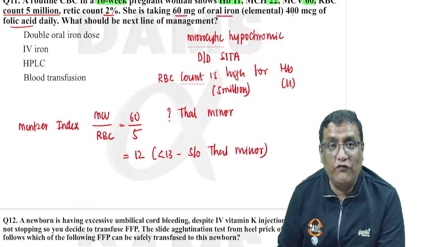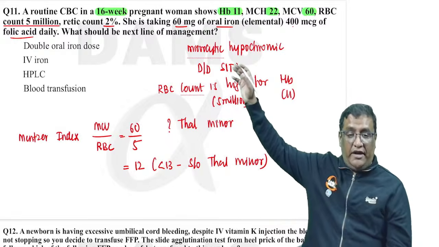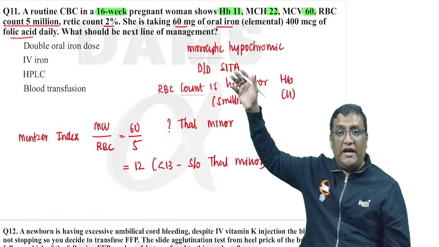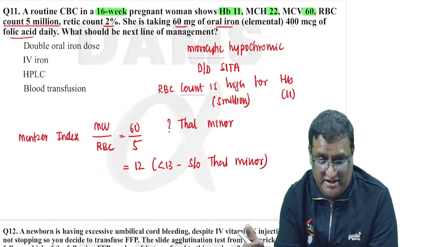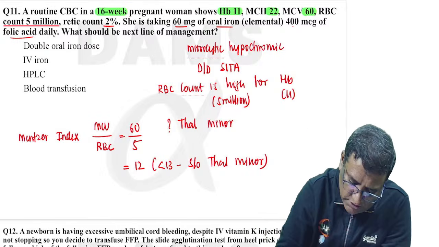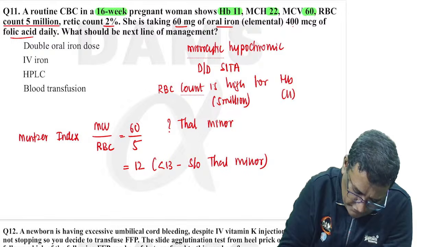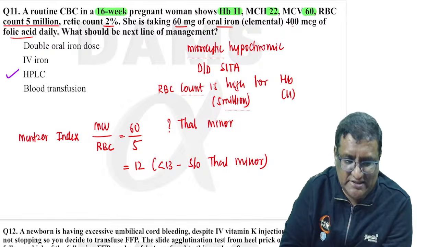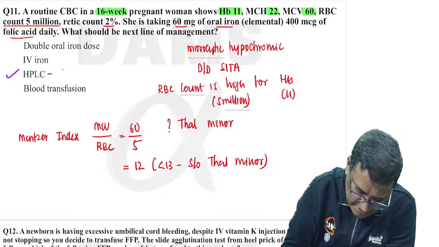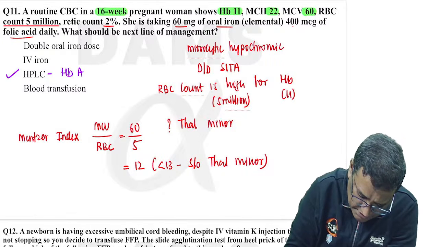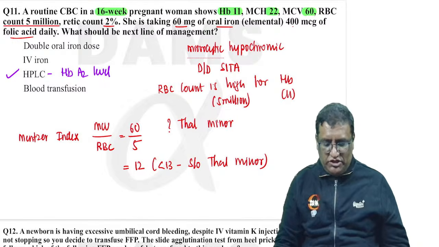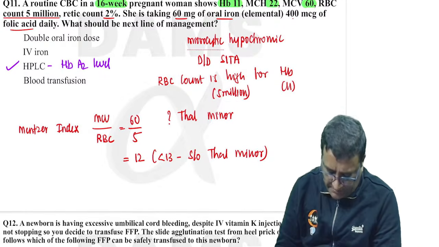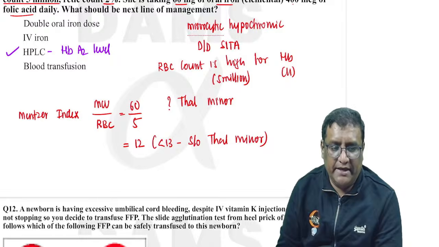I have to confirm whether she is thal minor, because she's already pregnant. If she is thal minor, then I have to screen the husband also. If he is also thal minor, then the fetus has to be screened, isn't it? That should be my approach here. So what do I do? Next line of investigation would be HPLC, option C. On HPLC, I want to measure hemoglobin A2 levels. HbA2 levels have to be measured in this patient, right? HPLC.